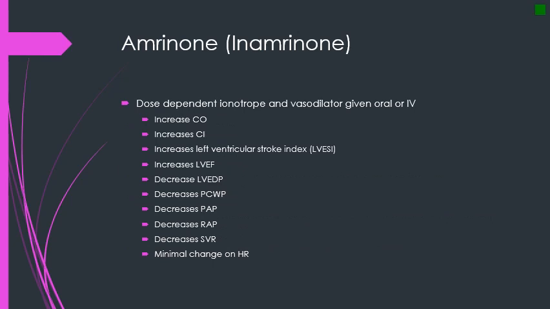So with amrinone, it's dose dependent. All these are dose dependent, milrinone and amrinone. You get a dose dependent inotrope and vasodilator that can be given oral or IV. It increases your cardiac output, your cardiac index, it increases your stroke index, increases your ejection fraction, and then it decreases those pressures we talked about as it increases your contractility. So, with minimal change on the heart rate, it's a fantastic drug for those hearts that just cannot tolerate that ventricular wall stretching.